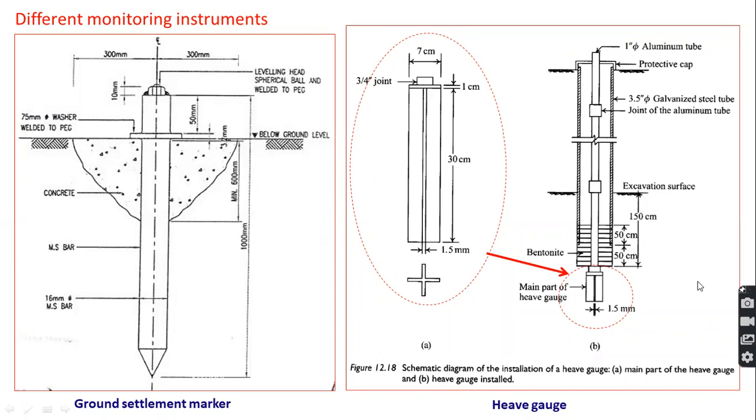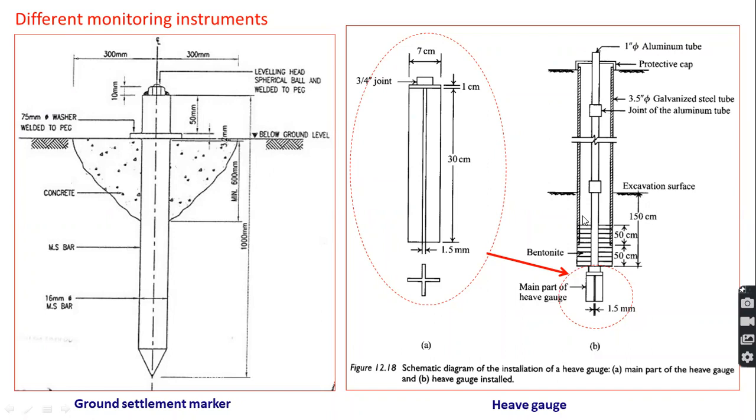During excavations, this enlarged part is installed below the excavation surface. This is the final excavation level. Below 150 meters you have to install this enlarged section. And from the top you can take survey readings to measure the ground heave.